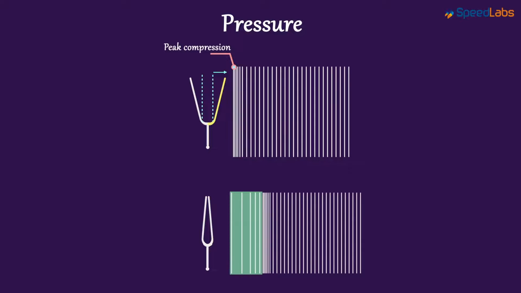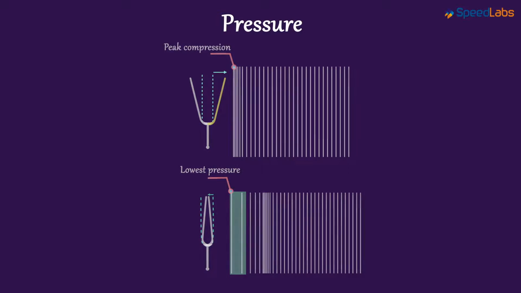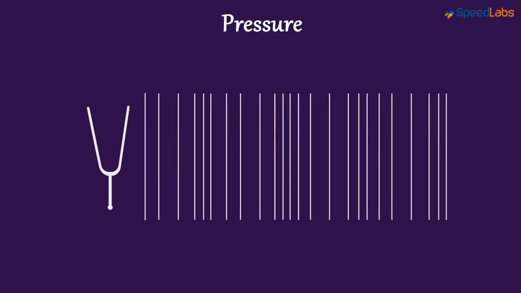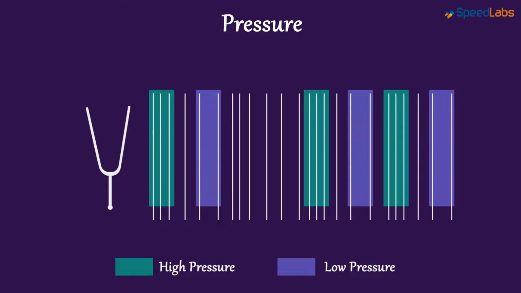Let's get back to this region where the pressure has reduced. When will it have the lowest pressure? Can you guess? When the prong has traveled its maximum displacement towards the left, we get the region of lowest pressure. This is that region. So the tuning fork continues to vibrate and we get these alternate regions of high pressure and low pressure.